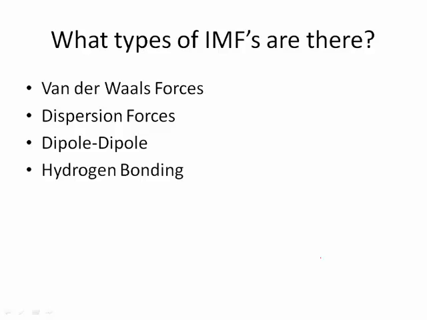So what are the types of intermolecular forces that are out there? Well, there's van der Waals forces, which are made up of dispersion forces, and we also have dipole-dipole forces. Then there's also what we call hydrogen bonding, which seems a little weird because it's not a true bond, but because hydrogen bonding is so strong, that intermolecular force is so strong, they just call it a hydrogen bonding, but it's not a type of bond. It is an intermolecular force.